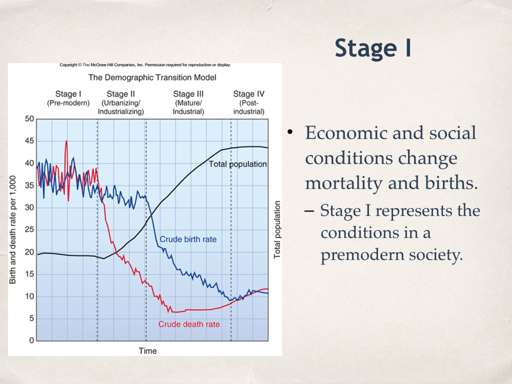Stage 1, in figure 4.14, represents the conditions in a pre-modern society. Food shortages, malnutrition, lack of sanitation and medicine, accidents and other hazards generally kept death rates in such a society around 30 per 1,000 people. Birth rates are correspondingly high to keep population densities relatively constant.